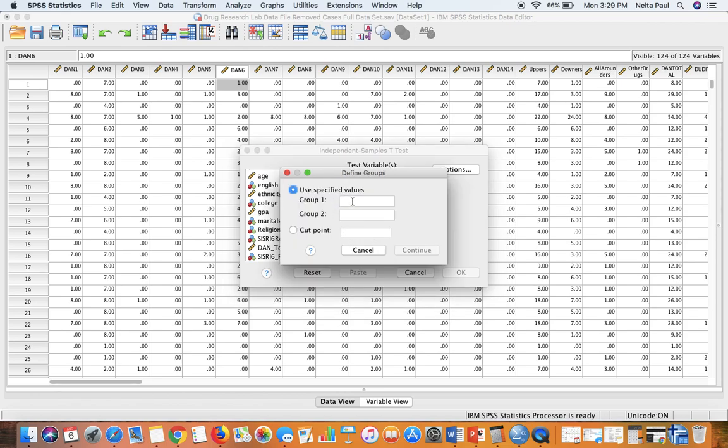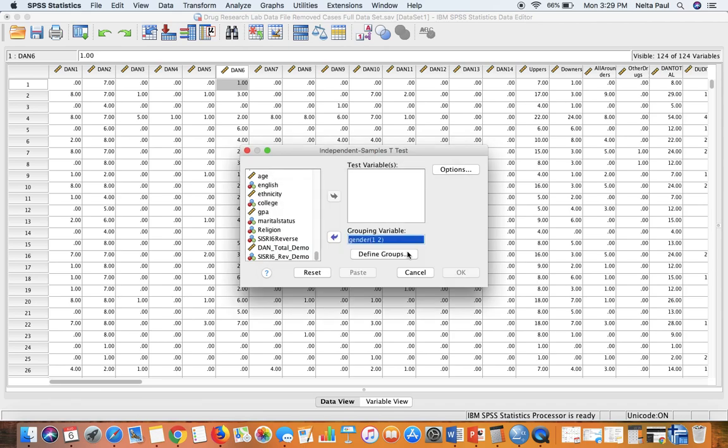So I'm going to click Define Groups, and for group 1, I'm going to call it Category 1. For group 2, I'm going to call it Category 2. And then I said, gee, I want to know if males and females differ on depression. So the PHQ stands for the Patient Health Questionnaire, which is a measure of depression. And I'm going to do a PHQ total. So I'm going to click that, put that into my test variable. Test variable is analogous to your dependent variable.